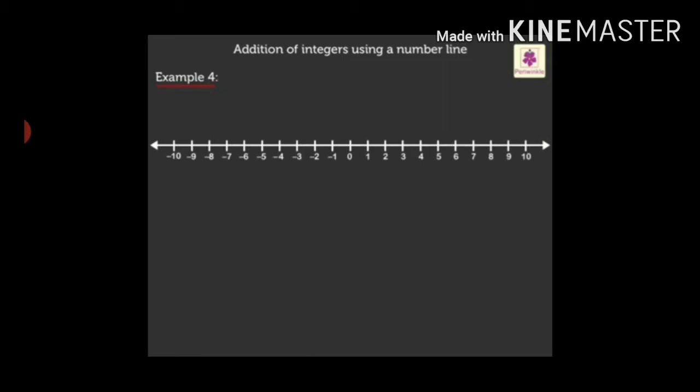Lastly, example 4. Find negative 5 plus positive 2. Start from 0 and move 5 places to the left, that is in the negative direction. Look, we have reached negative 5. From negative 5, we move 2 places to the right and reach negative 3. Thus, we get the answer as negative 5 plus positive 2 is equal to negative 3.